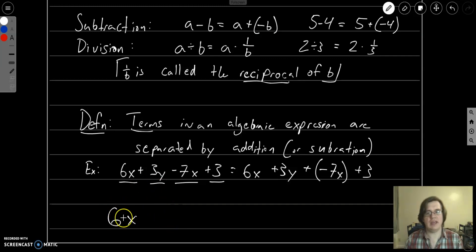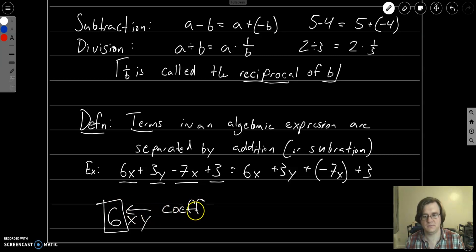On a given term, the term may have multiple parts. So for instance, I could have a term that's 6 times x times y. The number out in front is called the coefficient. So the number in the front of a term is called the coefficient. So the coefficients here will be 6, 3, negative 7, and 3.